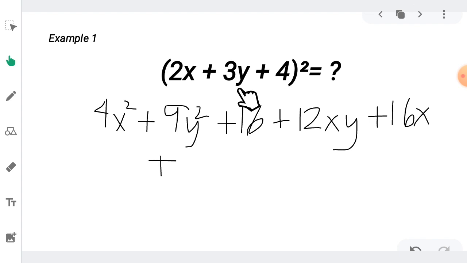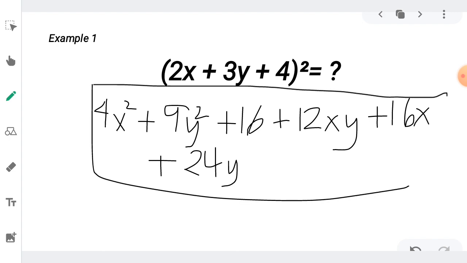And then last is twice the product of the second and third term. So the second and third term here are 3y and 4. So we need to twice their product. 4 times 3y is equal to 12y, times 2 yields 24y. So the answer in this problem is 4x squared plus 9y squared plus 16 plus 12xy plus 16x plus 24y.